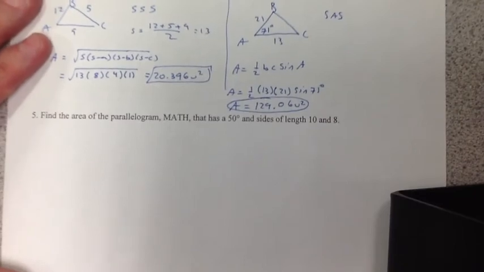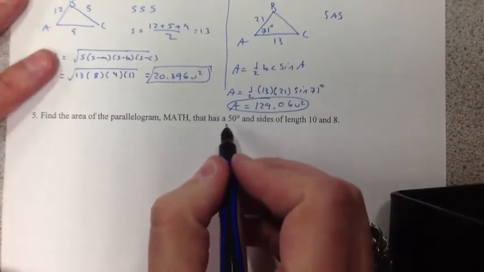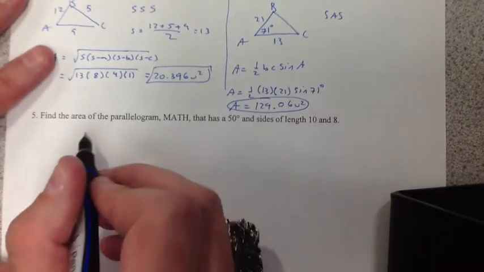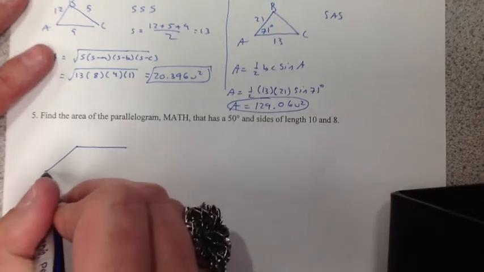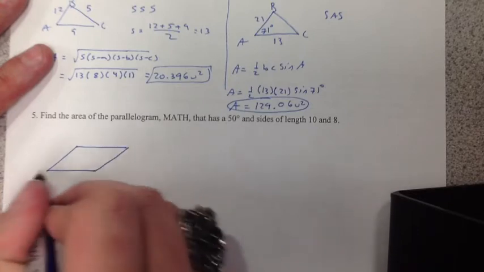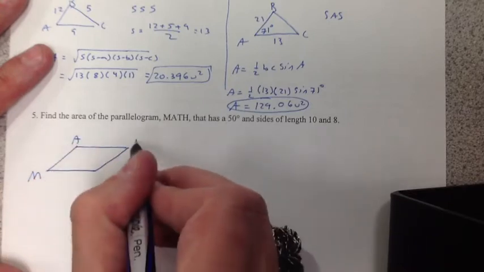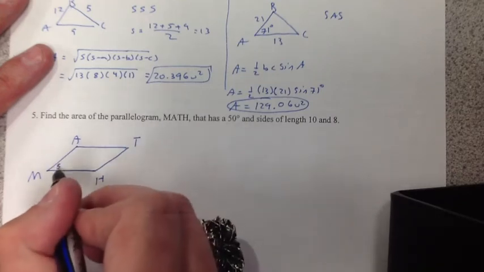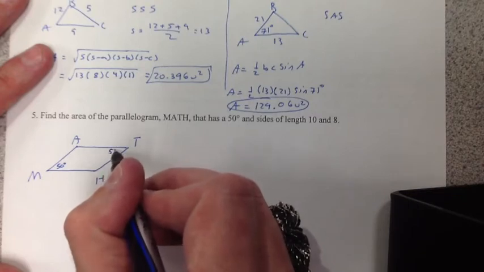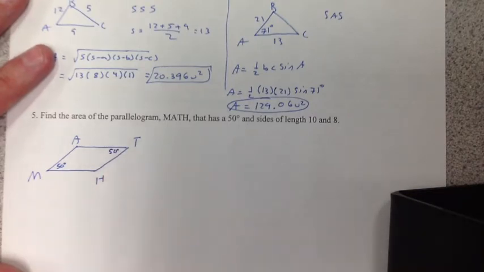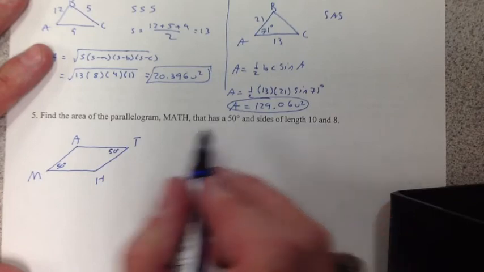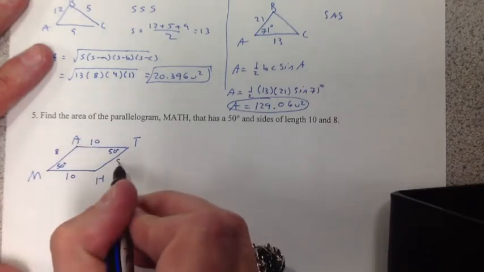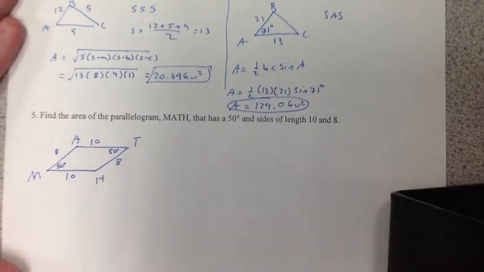We're given a parallelogram MATH. It has an angle that is 50 degrees and sides that are length 10 and 8. Now from geometry, hopefully we remember some things about geometry. If we draw a parallelogram MATH, it has a 50 degree angle. That means the opposite angle is also 50 degrees. And it has sides that are length 10 and 8. It doesn't matter which ones. But opposite sides are equal, like so.